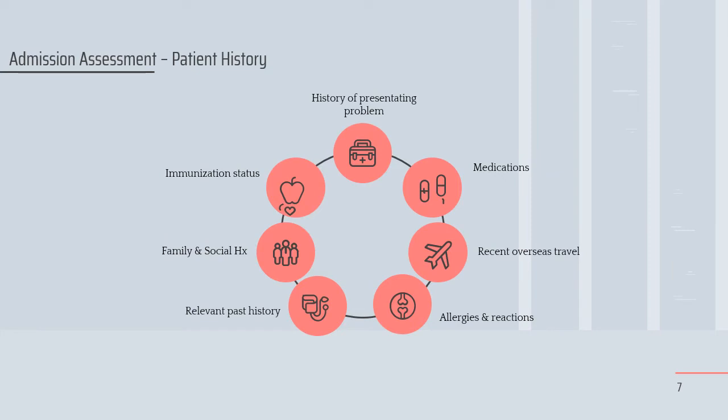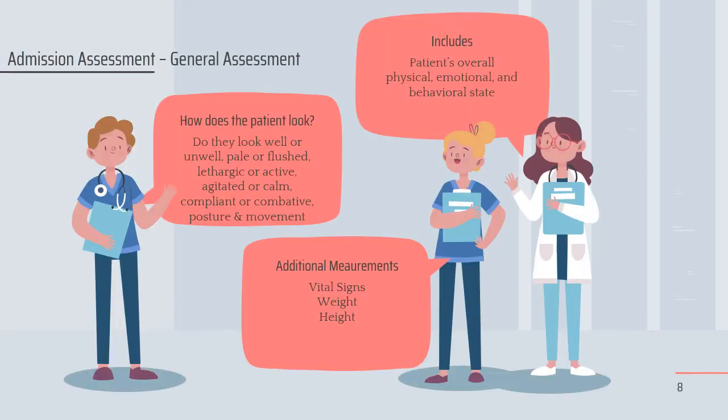Now let's go back to the assessment types. The first is the admission assessment, and the first step in that assessment is patient history, which is done by interview. During patient history, you should gather a history of the presenting problem, the medications they're on, any recent overseas travel, their allergies and any reactions to those allergies, relevant past history, their family and social history, and their immunization status.